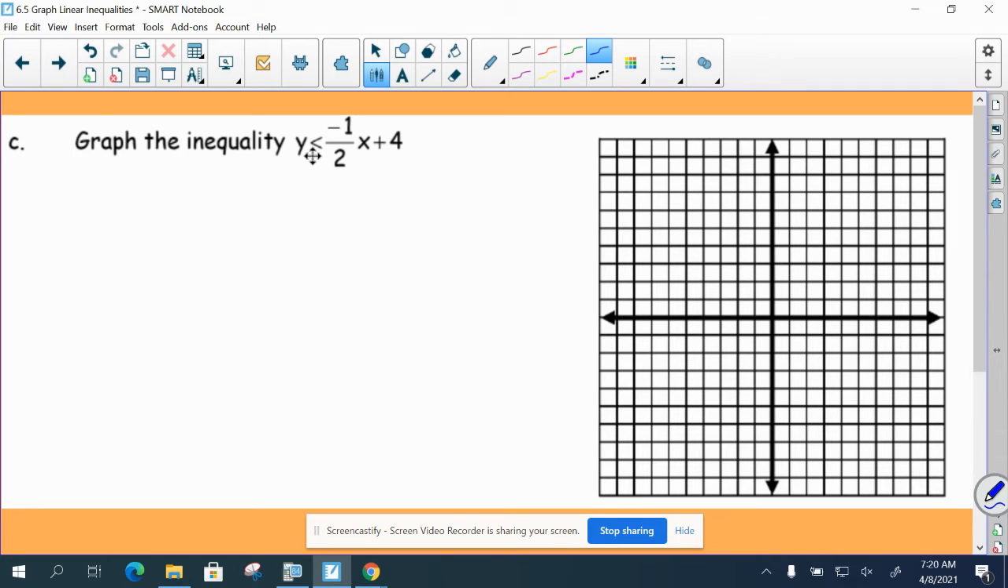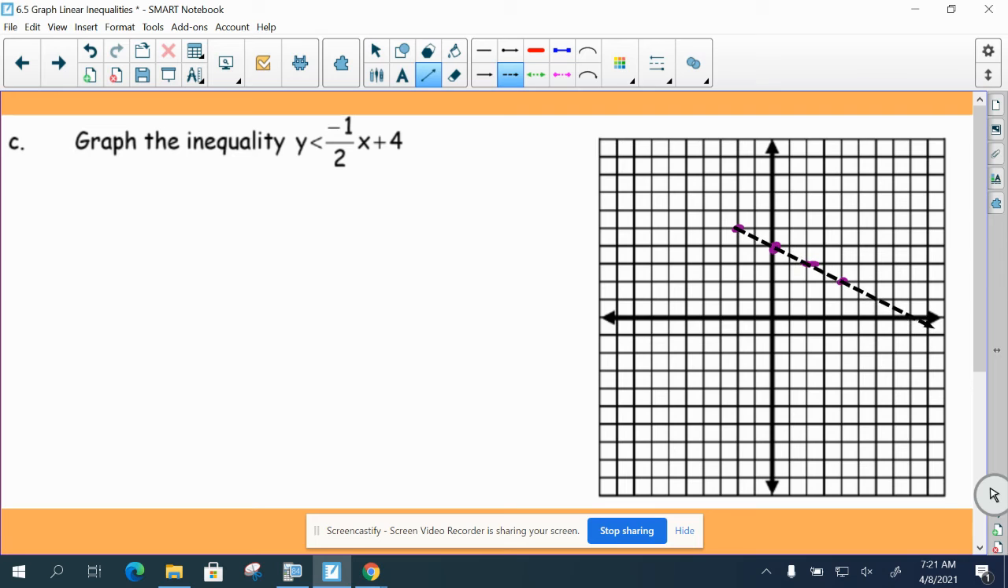How about this one? y is less than negative 1/2 x plus 4. First, let's plot the y-intercept and use the slope to get another point. Let's plot 4: 1, 2, 3, 4. The slope is negative 1/2, so we go down 1 over 2, and you could go down 1 over 2 again. You could also go up 1 over 2 this way. Since it's less than, you're going to use a dotted line because it's not less than or equal to.